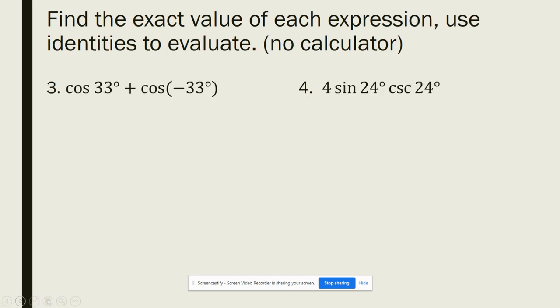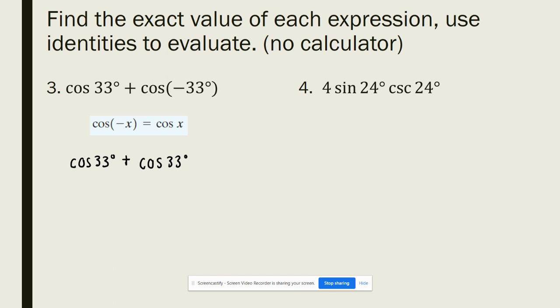If we continue doing a few more, notice that the next one is the cosine of 33 degrees plus the cosine of negative 33 degrees. My second term has a negative angle. That's going to fall under this even-odd identity. If we look at the cosine, anytime we have a negative angle, it really is equivalent to cosine of the positive angle. So what I'm going to do is keep the first cosine exactly how it is. I'm going to replace that second term with its equivalent, which is the cosine of 33 degrees. The negative angle gets to turn into a positive.